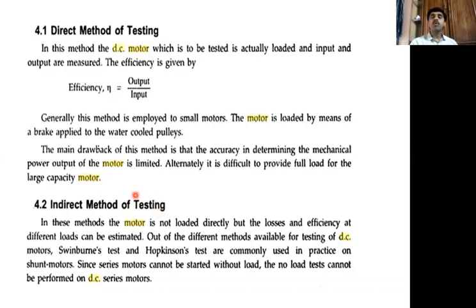In this, the motors are not actually loaded. They are not loaded directly, but the losses and efficiency at different loads can be estimated. There are different methods. Out of these, Swinburne's test and Hopkinson's test are commonly used in practice on shunt motors. Since series motors cannot be started without load, the no load test cannot be performed on series motors. We'll go for field tests there.